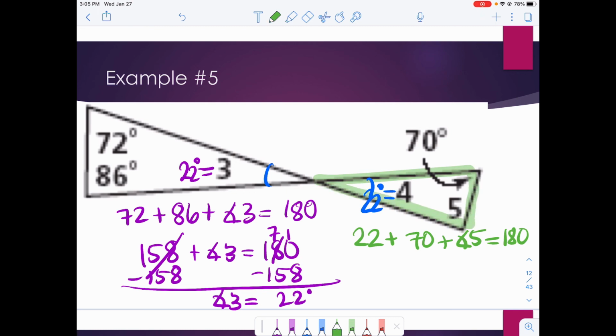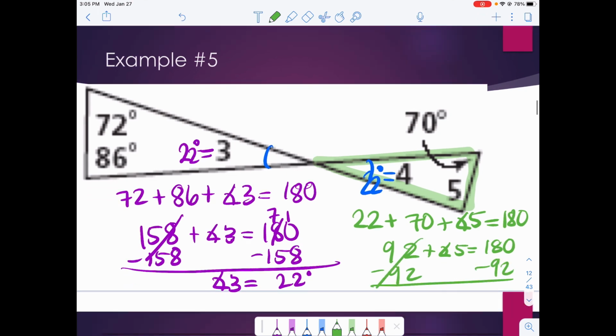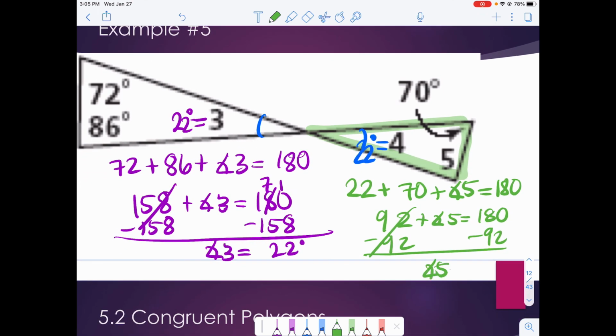And so we add those two up, subtract 92 from both sides, and angle 5 is now equal to 88 degrees.